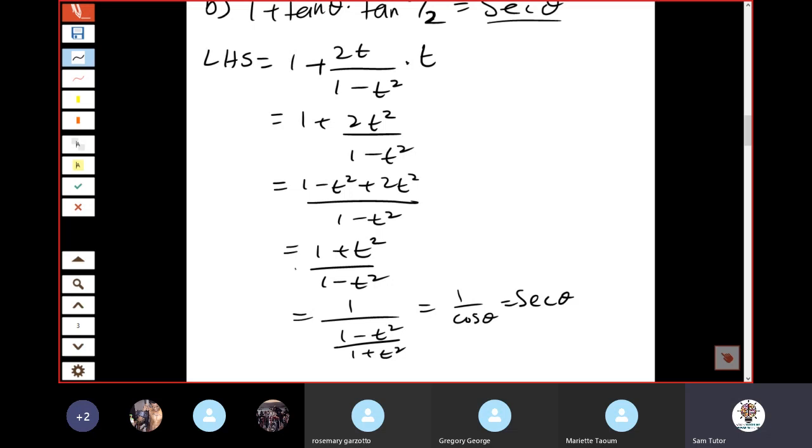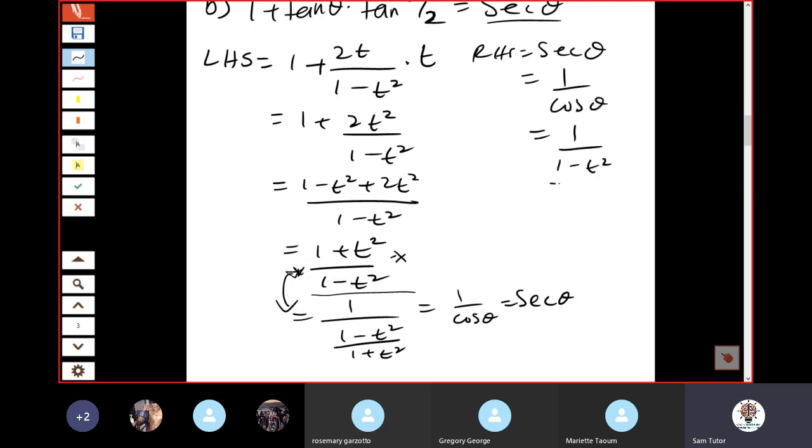If you couldn't do that from here to here, then you would stop at this line. Then you would say right-hand side equals sec theta. Sec theta is 1 on cos theta. Cos theta is 1 minus t squared on 1 plus t squared, so it equals 1 over that, flip the reciprocal, which equals the same as your left-hand side. So it's up to you and your math. If you couldn't do the next few steps like I've done, then just stop, go to your right-hand side, get to an answer, and then say, therefore, left-hand side equals right-hand side.